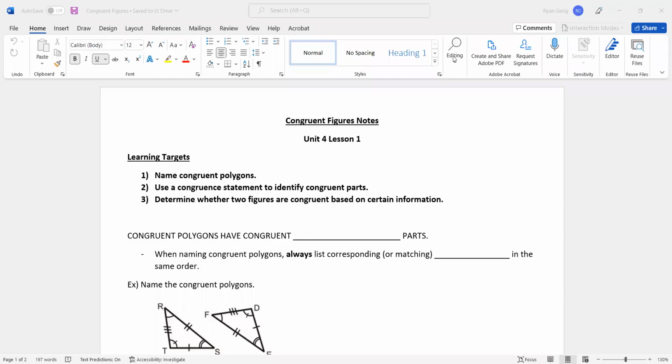Hello, geometry, and welcome to Unit 4. This is the unit that we are going to start geometry proofs. A lot of people get freaked out when they hear that, but it's really not too bad. So here we go.